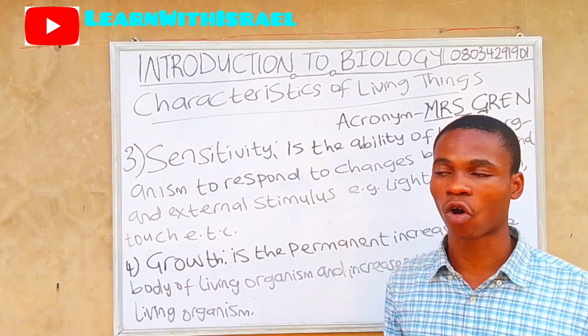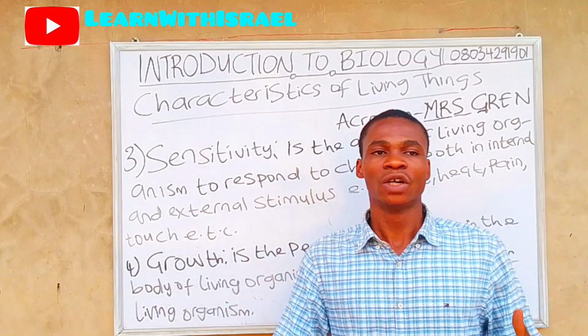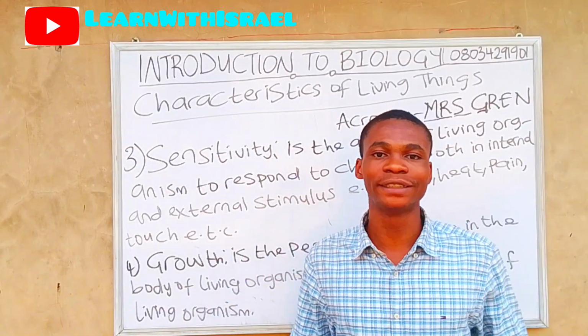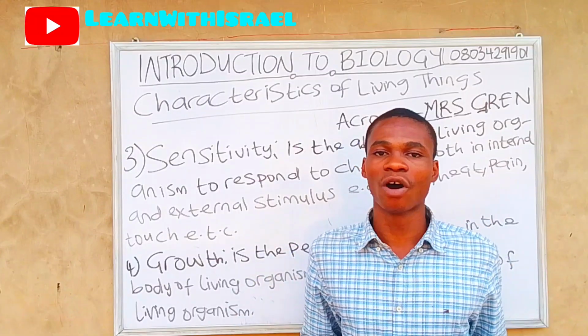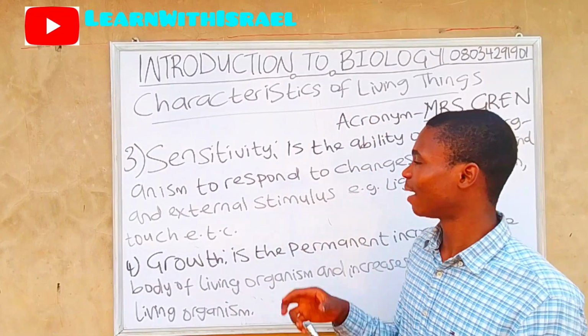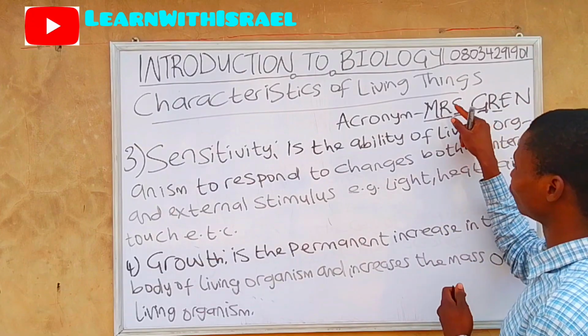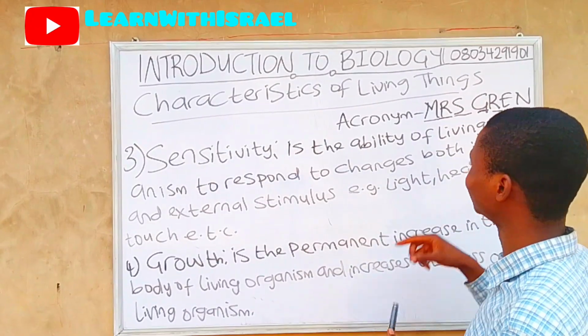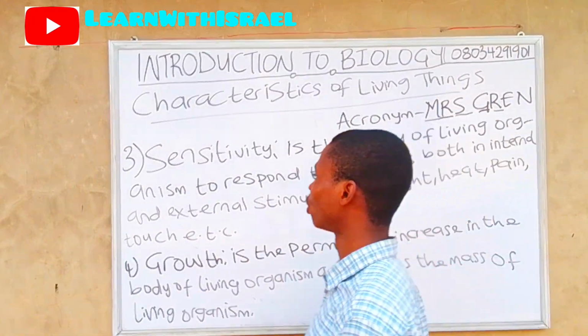So how does growth occur in the body? It occurs by good feeding. Once there is good feeding in the body, there will also be increase in the living organism. So we've talked about MRSG. So we'll be moving to R. The first one stands for respiration, while the second stands for reproduction. So let's move to reproduction now.